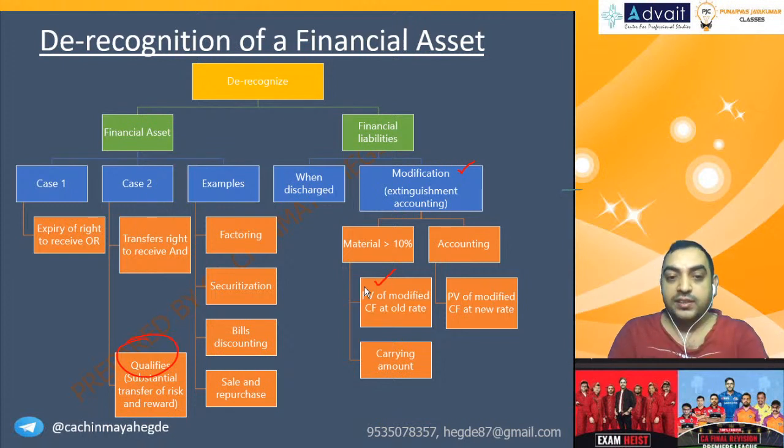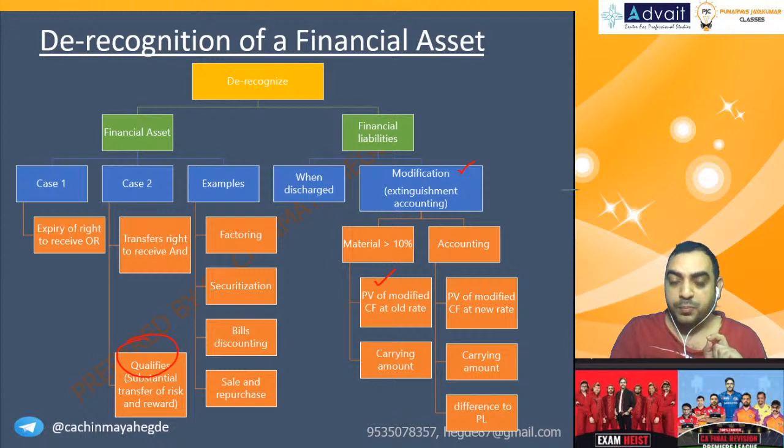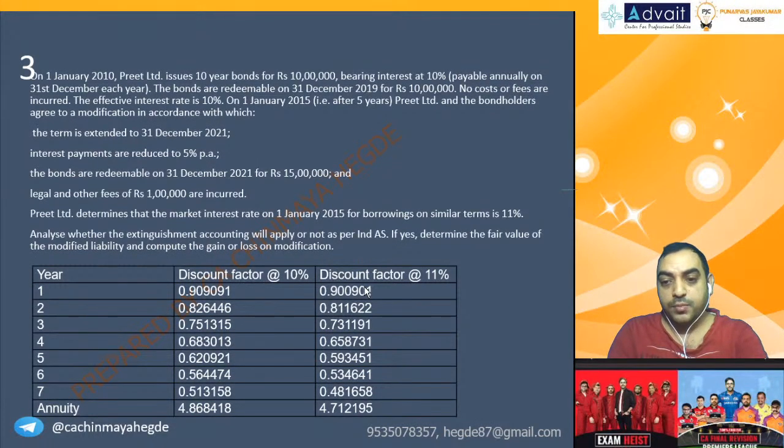So to understand this concept, let us do a problem. Question number 3. Please read. On January 1st, 2010, Preet Limited issued 10-year bonds for 10 lakh, bearing interest at 10%, payable annually on 31st of December each year. The bonds are redeemable on 31st of December 2019 for rupees 10 lakhs.